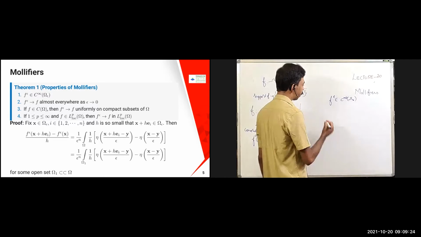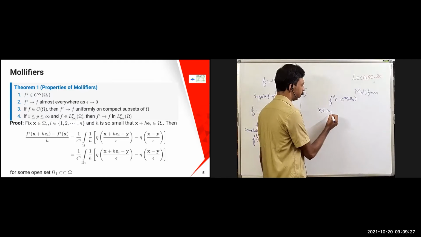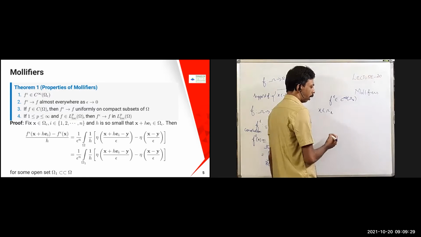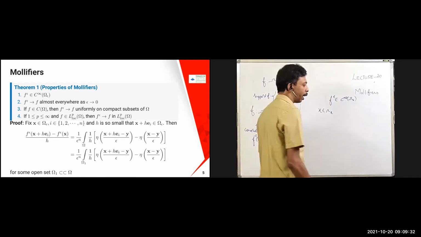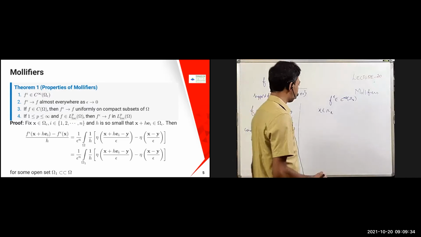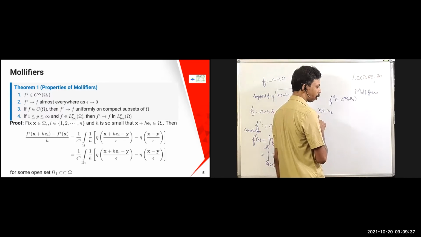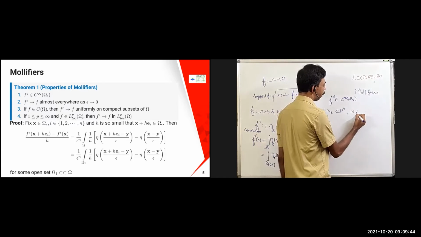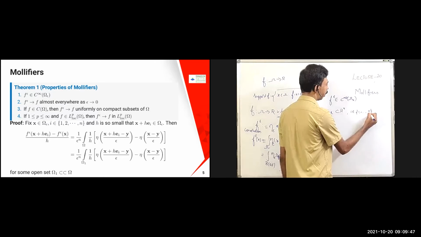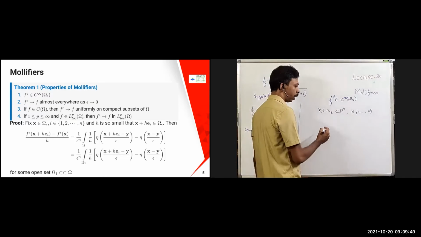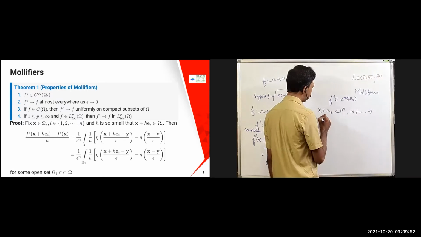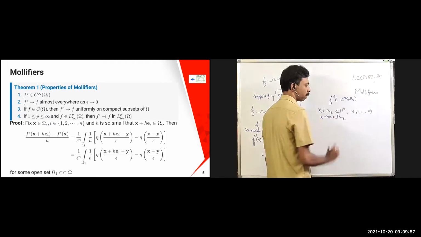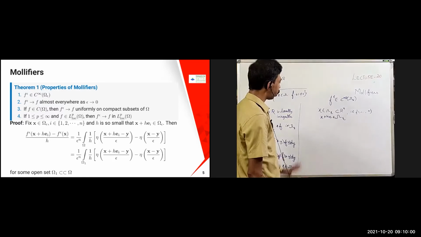So let's fix an x belonging to omega epsilon, and let i belong to 1 to n, because x belongs to omega epsilon, which is a subset of R^n, so there are indices. So I just take i equal to 1, 2, 3, up to n. Then what I'm going to do is this: if h is very small, then x plus h e_i also belongs to omega epsilon. So these are all given.